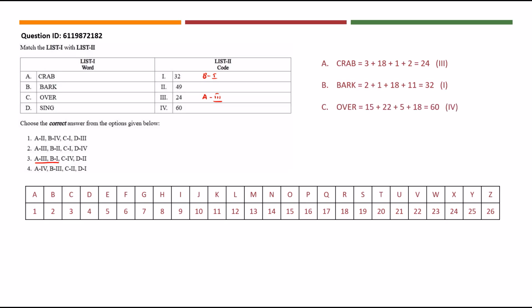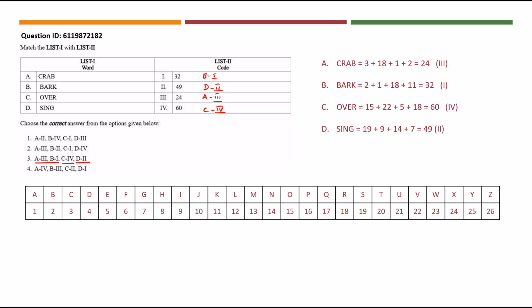What about over? O is 15, V is 22, E is 5 and R is 18. 22 plus 18 makes 40, 15 plus 5 makes 20, 20 plus 40 will give you 60. C will be mapping to 4. C4 is here. D is sing. S is 19, I is 9, N is 14, G is 7. 19 plus 9 is 28, 28 plus 14 will be 42, 42 plus 7 will be 49. D will be mapping to 2.